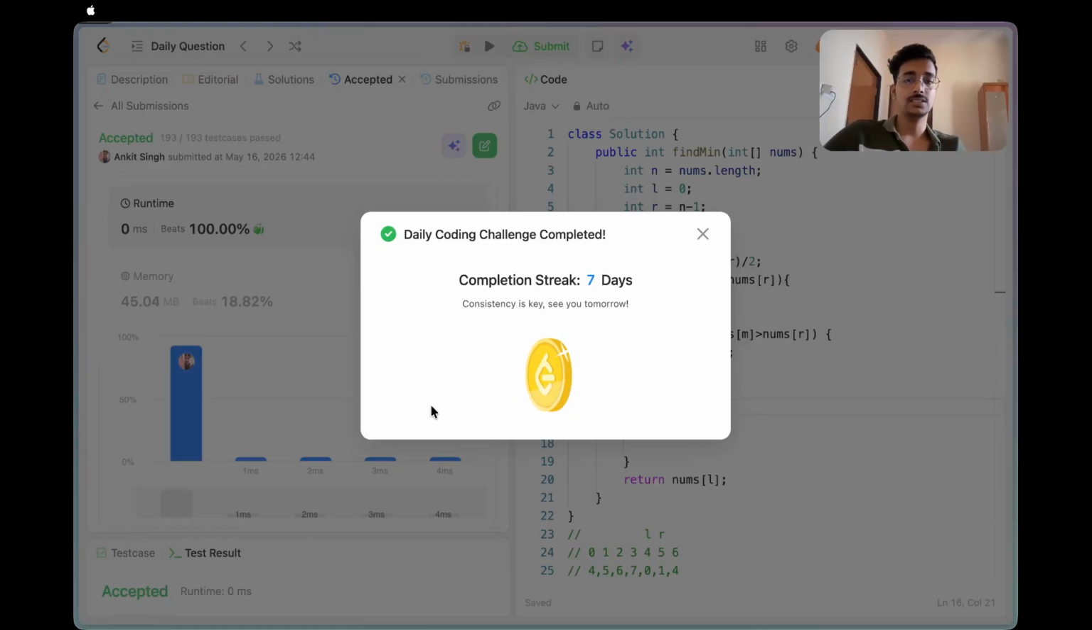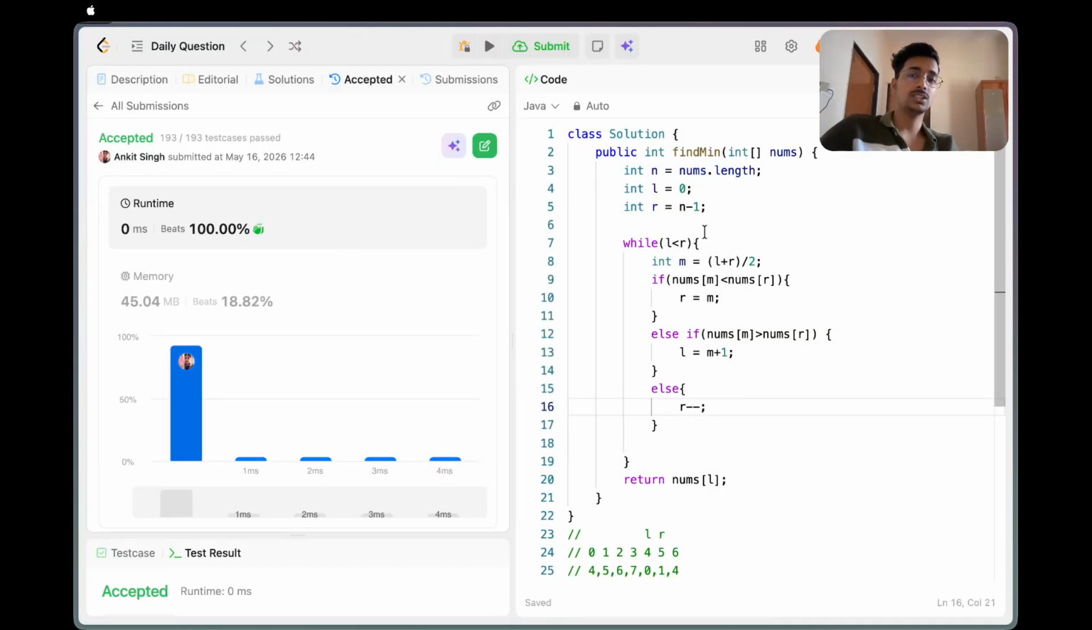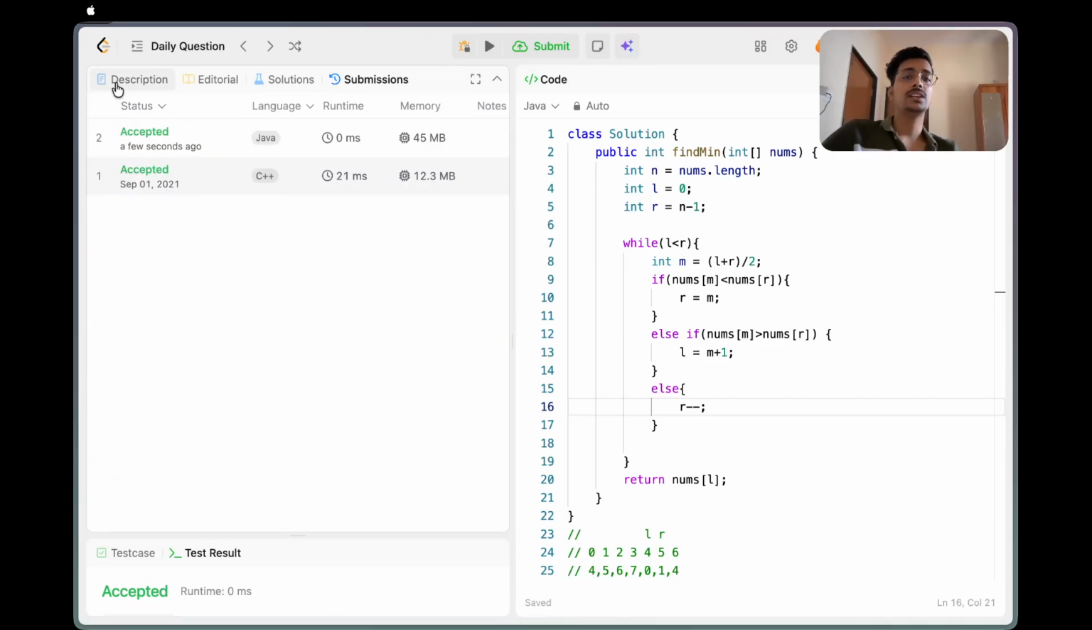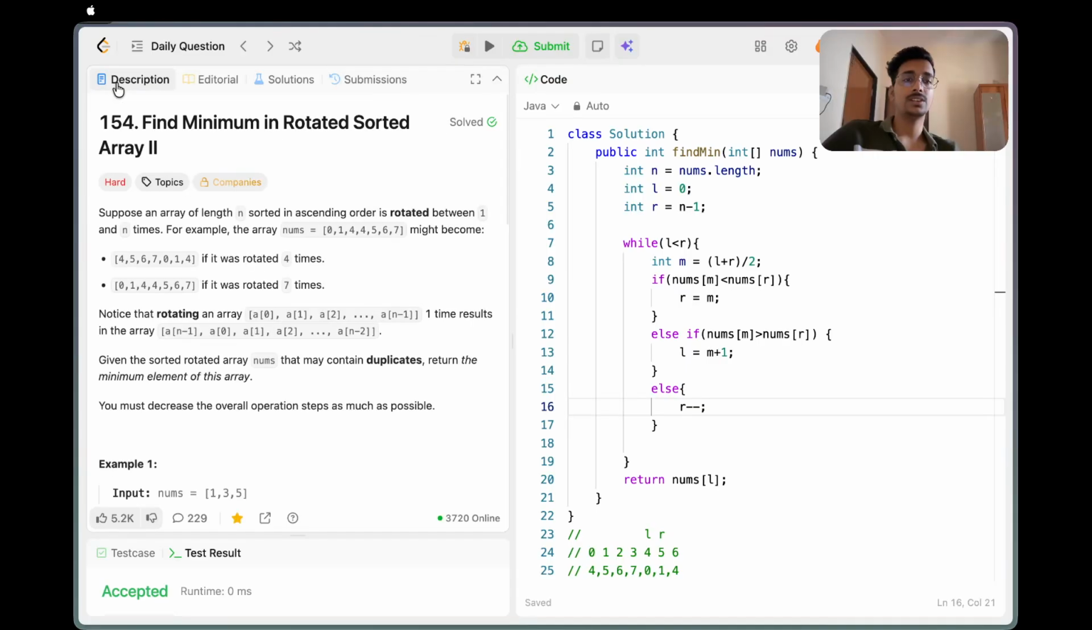Okay, nice. Actually, this question was not that hard, but it would be difficult for almost everyone to come up with the solution that if I decrease the R pointer, then I will be able to get the answer. Fine, it's okay. So let me again explain everything.